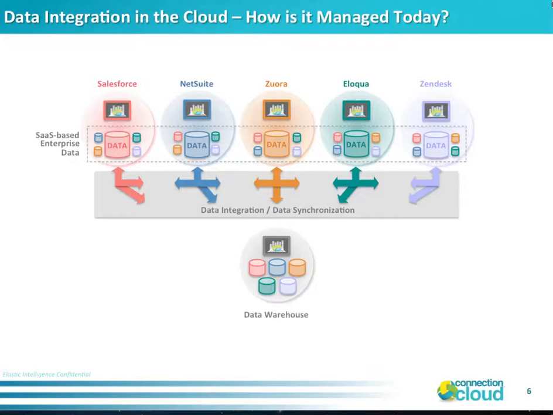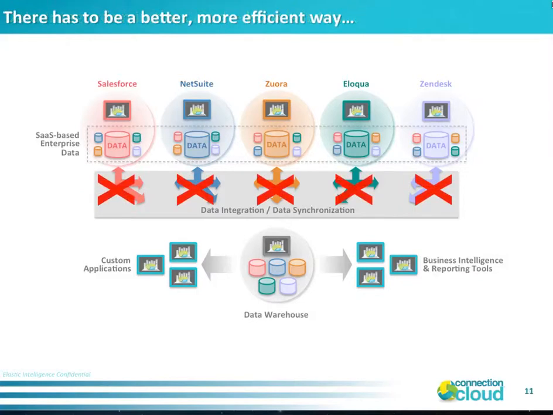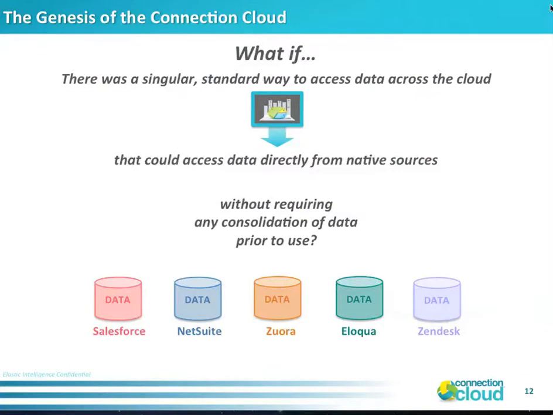So what we've chosen to do with the Connection Cloud is use the most common language for data access in the world, which is SQL, and use that to provide an interface to the whole host of SaaS data that's out there. So rather than going through these complex integration or synchronization projects, what we suggest is give the users what they want, which is just access, data access to real-time data in the applications they need.